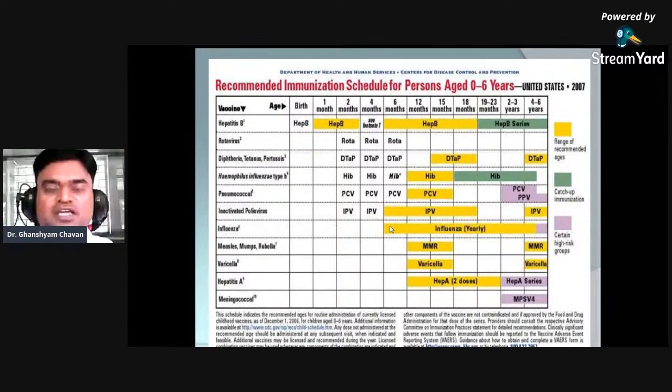Influenza vaccine can be given from 6 months up to 2-3 years. Likewise, regarding measles, mumps, rubella, varicella zoster, after that hepatitis A, meningococcal. Meningococcus is one of the bacteria which can infect us, and there is one vaccine available which we can take after 2-3 years, but it is for high risk groups. So in this fashion, we have discussed the whole planning of this vaccination program.